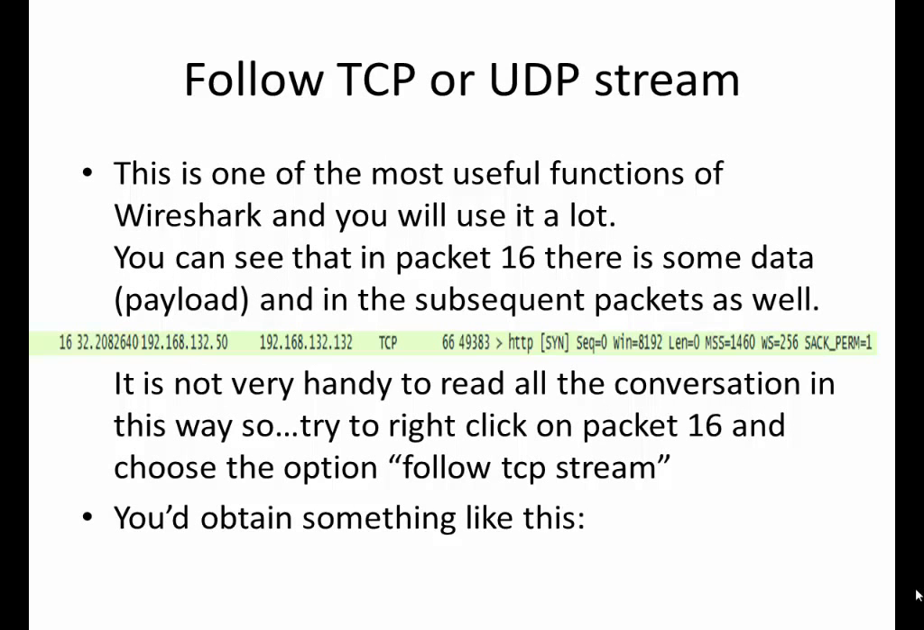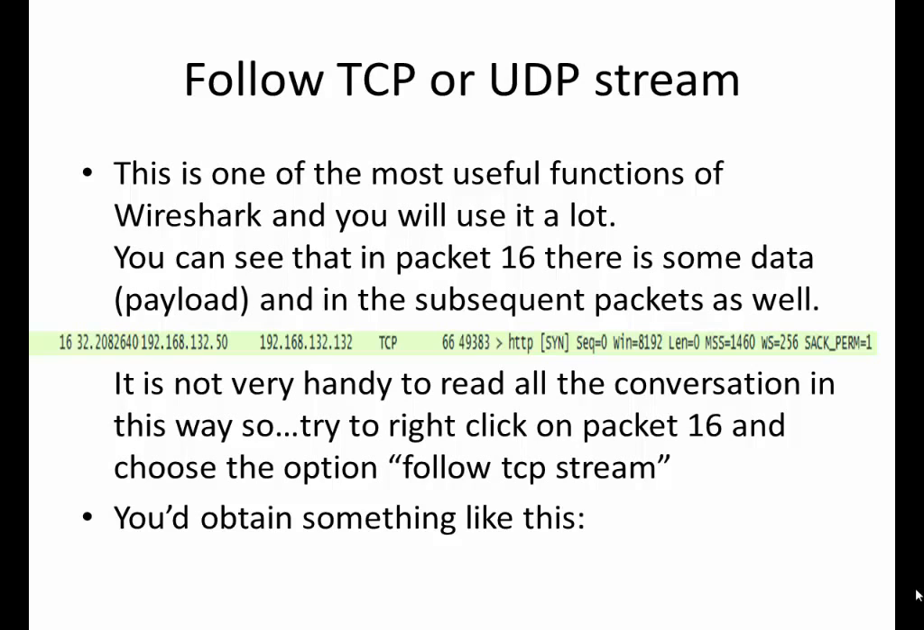So we saw that in the previous capture you have a lot of conversation. After the initial packets, you have an HTTP conversation, and you see loads of packets that represent it. How can you see it better? A very nice feature of Wireshark is Follow TCP Stream and Follow UDP Stream. This is one of the most useful functions in Wireshark, and you will use it a lot.